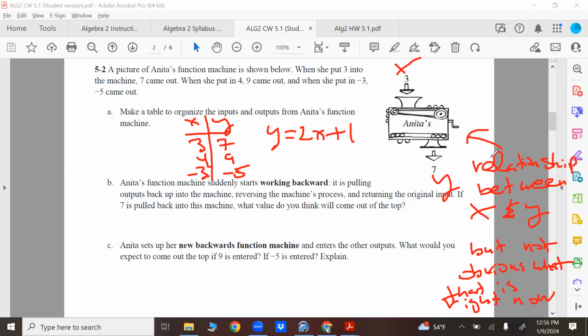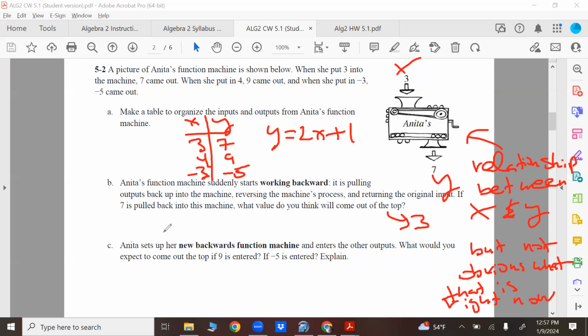You could, if you wanted to, find the slope between these first 2 points, which is 2. And so it happens the slope is also 2. But then you'd have to find the y-intercept, which I know you guys can do. You guys have done that before. I'm not worried about that. But there we go. But what if the machine worked backwards? Then what's going to happen? If the 7 is pulled back into the machine, what do you think will come out of the top? A 3, right? Just a reverse, right?